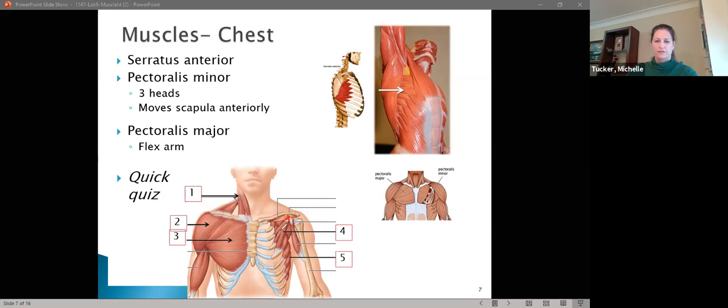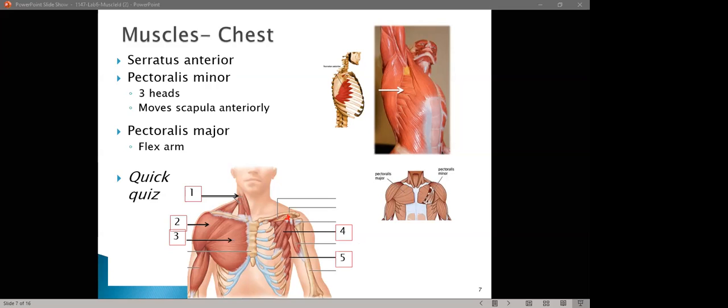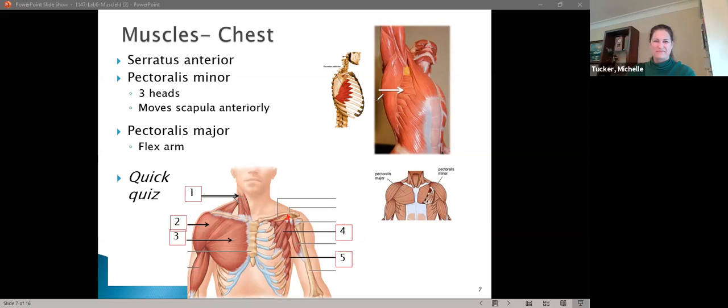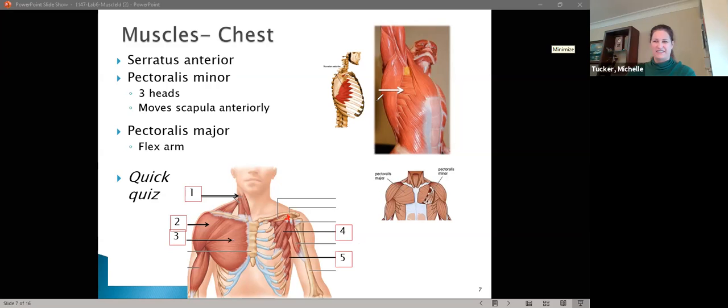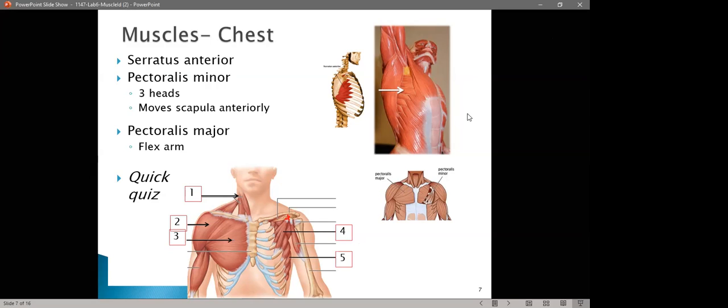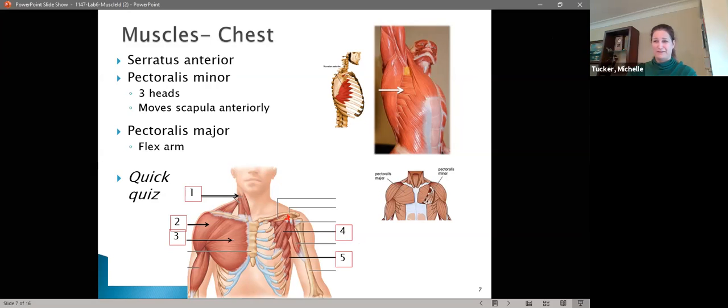So the first three are pec minor. These are serratus anterior. So for my little quiz, you could tell this is pec minor. This is serratus anterior. What number is sternocleidomastoid? 1. 1, thank you. What number is pec major? 3. And then deltoid is number? 2. Thank you. Okay. These are all muscles you may see again.